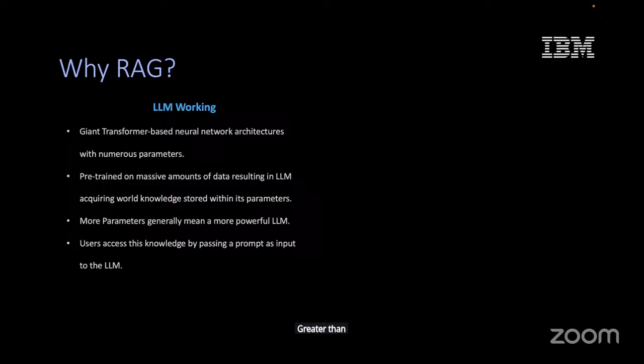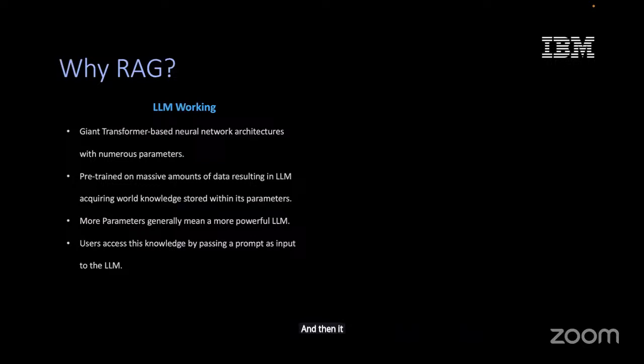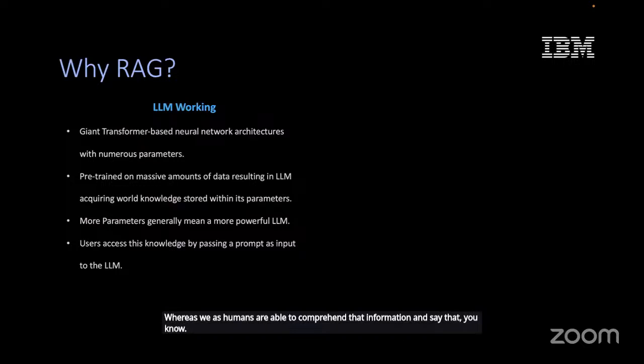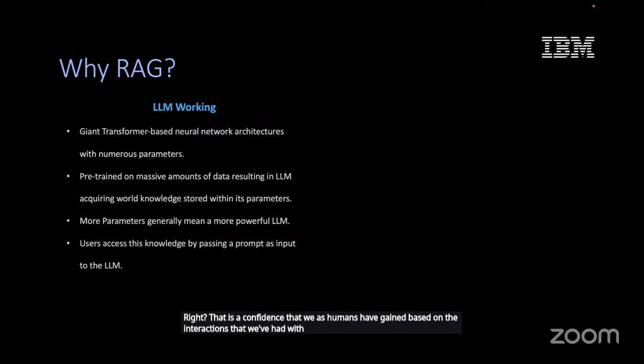It said the answer is no, but then somebody cross-questioned it and said, no, 4 plus 5 is greater than 10. And then it hallucinated and gave the response, okay, if you're saying so, then it might be the right answer. Whereas we as humans are able to comprehend that information and say that, irrespective of whether you say yes or irrespective of whether you say no, 4 plus 5 is equal to 9, and 9 is always less than 10, right? That is a confidence that we as humans have gained based on the interactions that we've had with other human beings or with the books that we've read, all of that information.